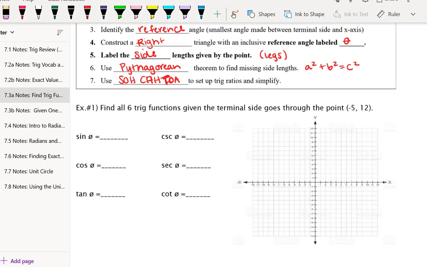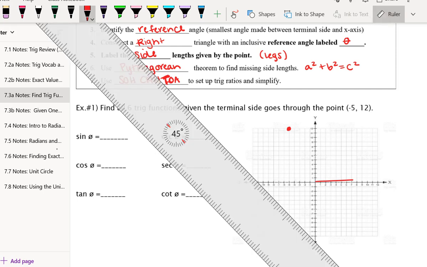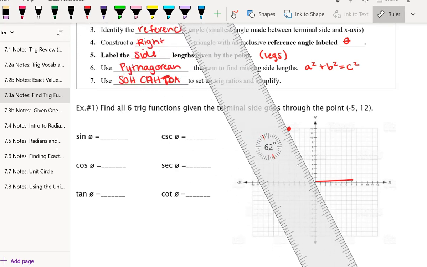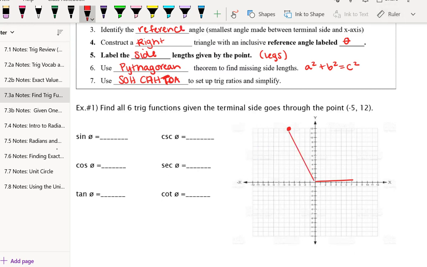All right. So first step, example number 1. Find all 6 trig functions given the terminal side goes through the point -5, 12. So -5, 12. Here we are way up here. Okay, so my initial side goes this direction, and then I'm going to have my ray. I'm going to cheat. I'm going to use a ruler here so I can make sure that I have a straight line to that point, to the origin.